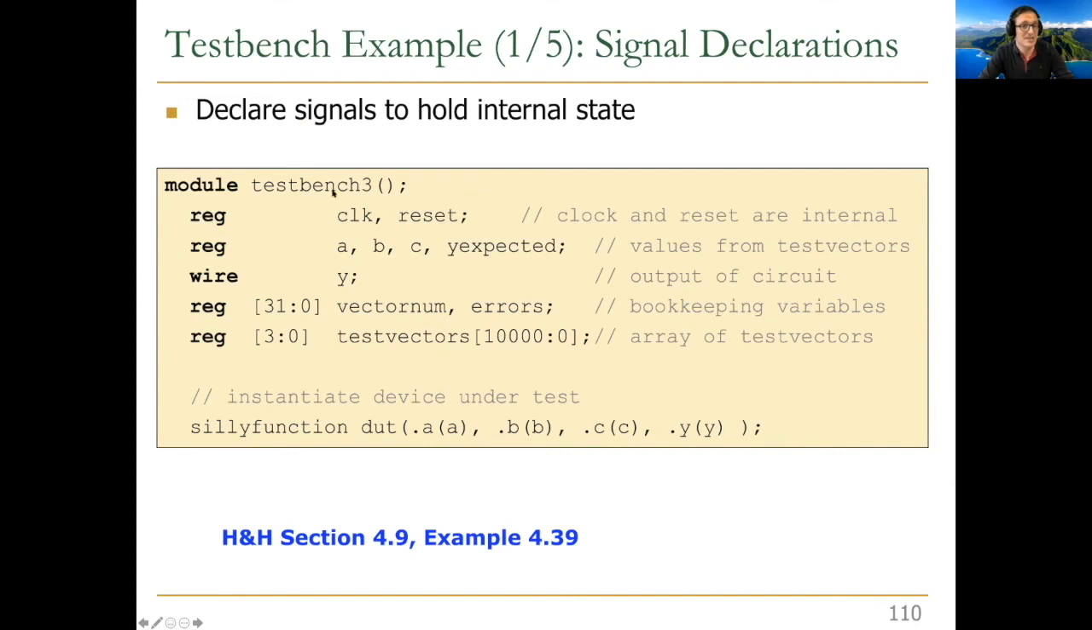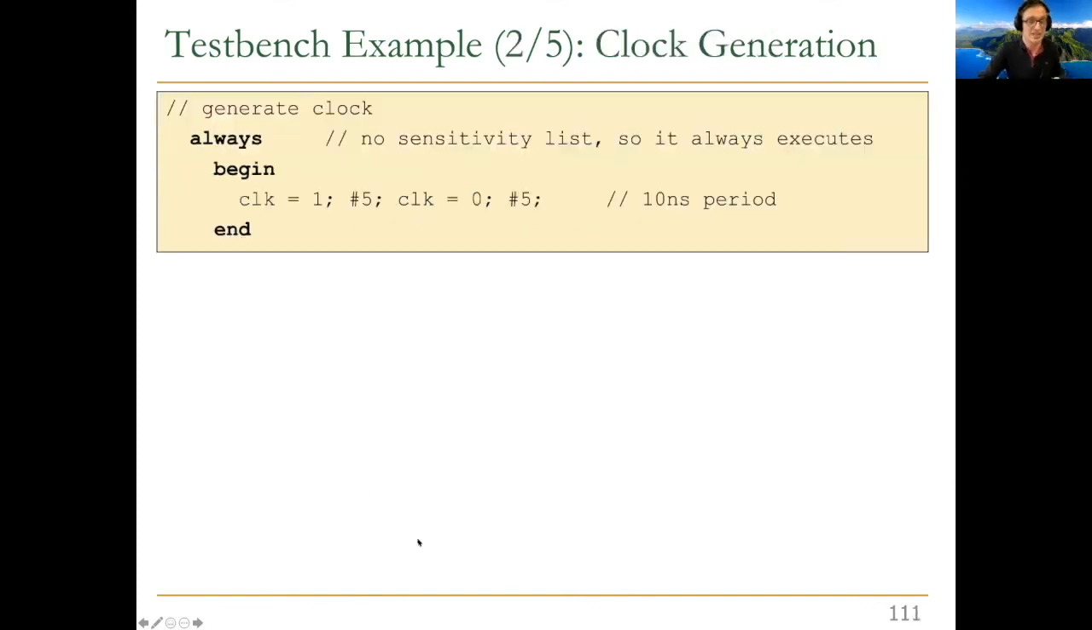Essentially, we have this test bench 3. Now we have test vectors. You can see we can have 10,000 of these test vectors. And we have different vector numbers and errors, bookkeeping variables over here. We instantiate the device under test. You can see a more detailed example in H&H.